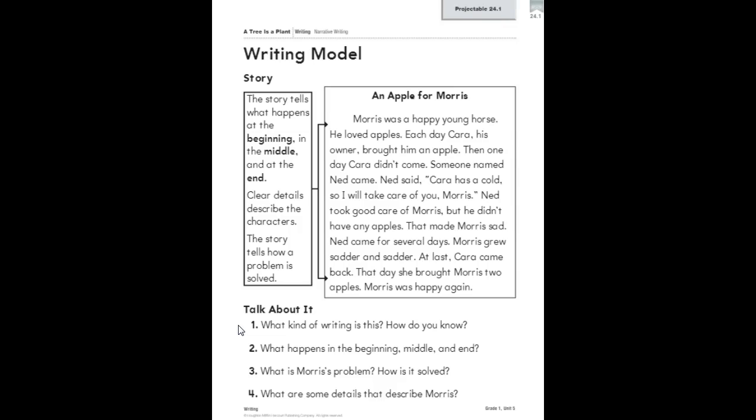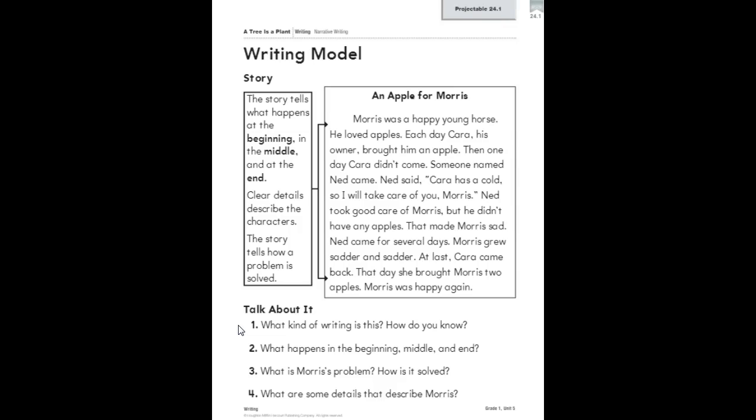So now that you've had time to discuss this story, let's talk about what makes a great story. So a story tells what happens at the beginning, in the middle, and at the end. There are clear details that describe the characters, and the story explains how the characters solve a problem. We see all of those things in our model story.